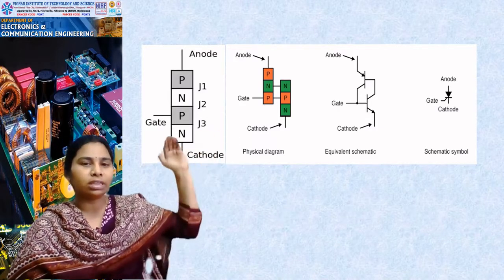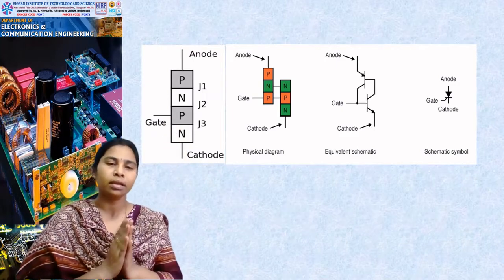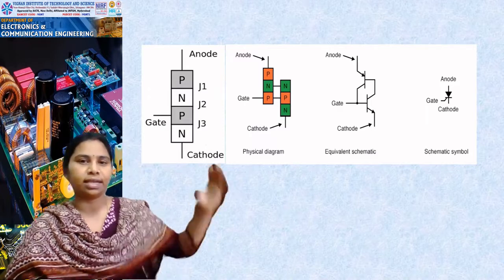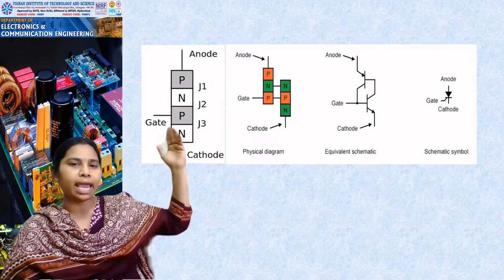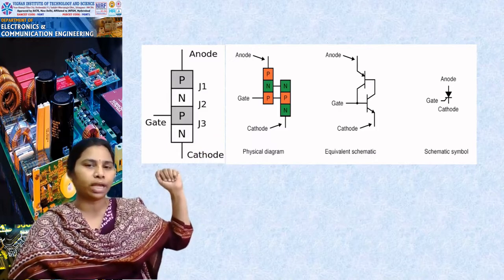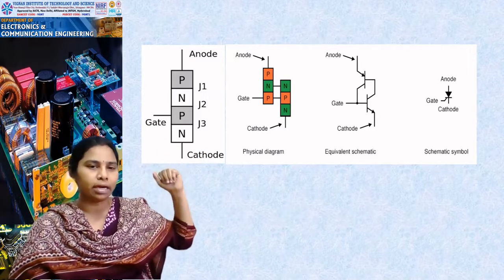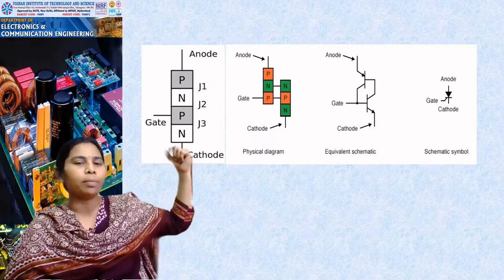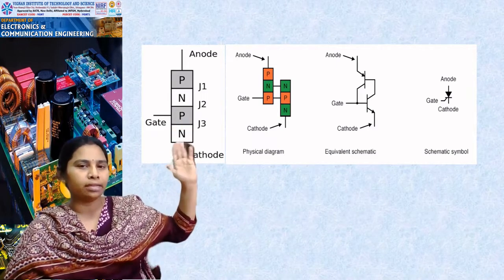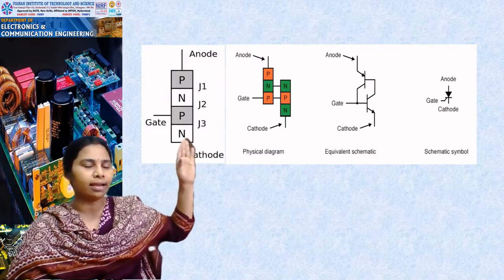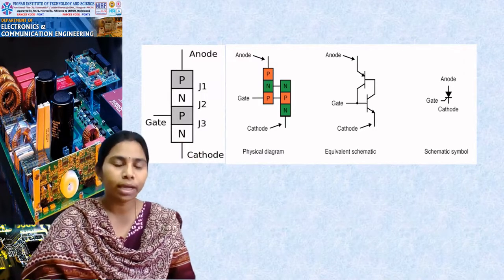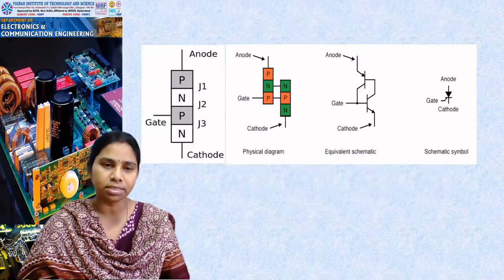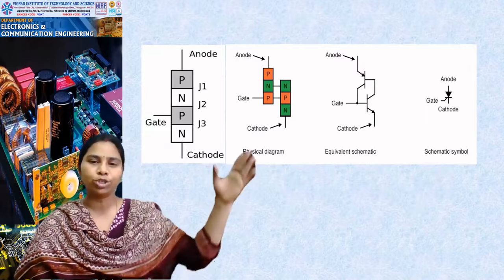Now, you can split these layers and treat them as 2 transistors like this. The first PNP part, where the first P layer is the anode terminal, you can treat as a PNP transistor. Coming to the second part, NPN, these 3 layers are considered as one more transistor. So you can consider the SCR as 2 transistors connected as shown in the picture.